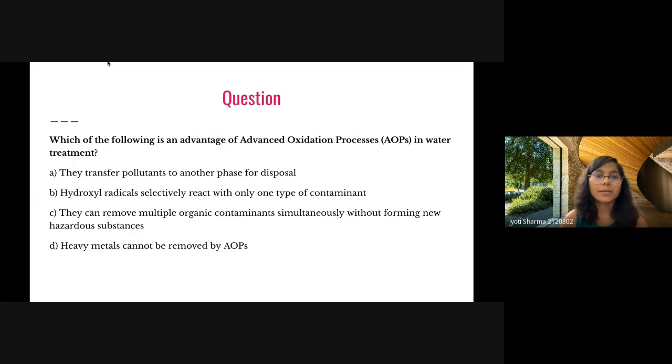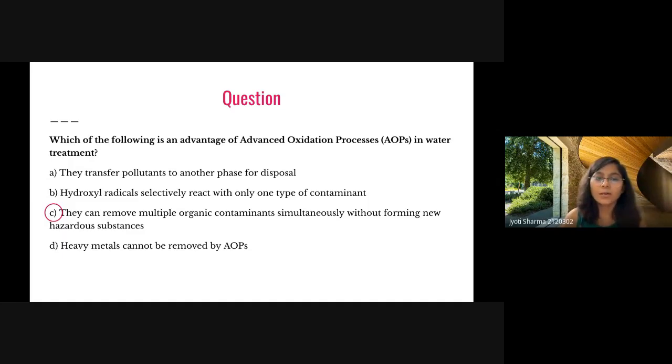Okay, so I think these are the last question, or the second last. Advantage of AOP. They transfer pollutant to another phase for disposal. Hydroxyl radicals selectively react with only one type of contaminant. They can remove multiple organic contaminants simultaneously without forming new hazardous substances. Heavy metal cannot be removed by AOPs. Yes, because we are talking about advantages, this will be: they can remove multiple organic contaminants simultaneously without forming new hazardous substances.